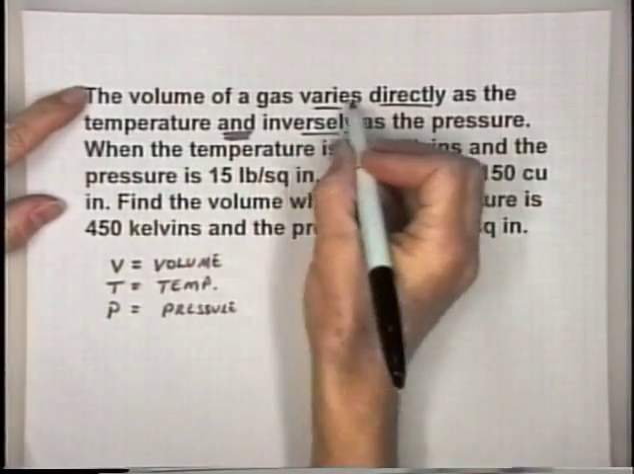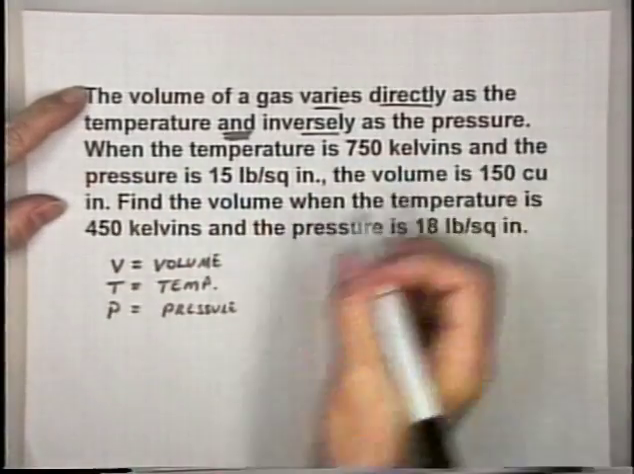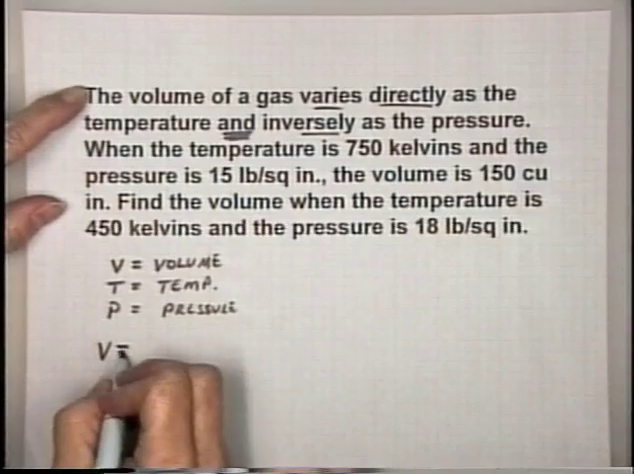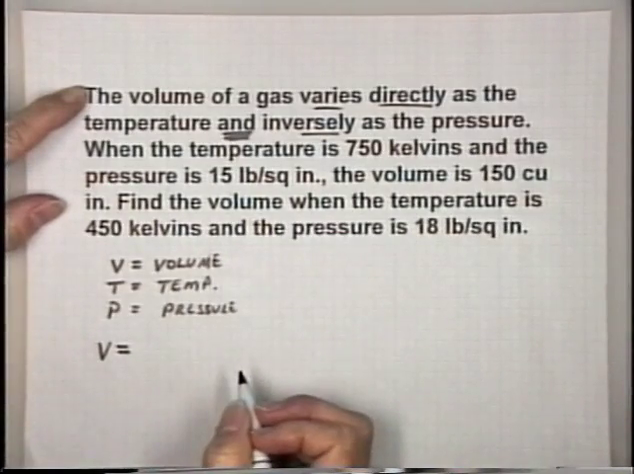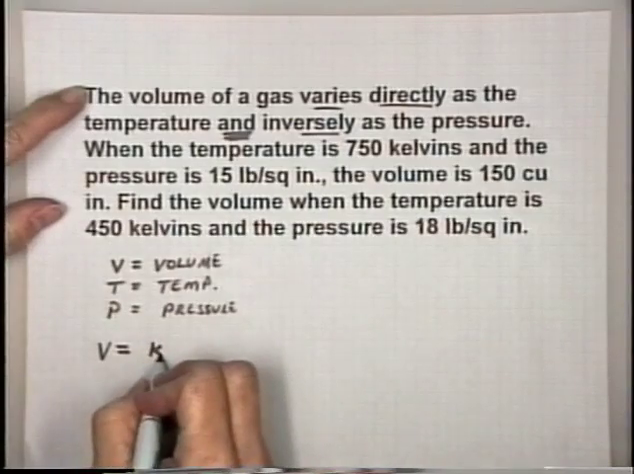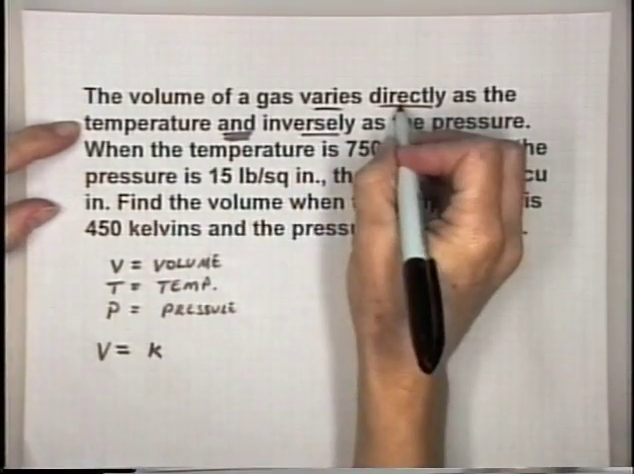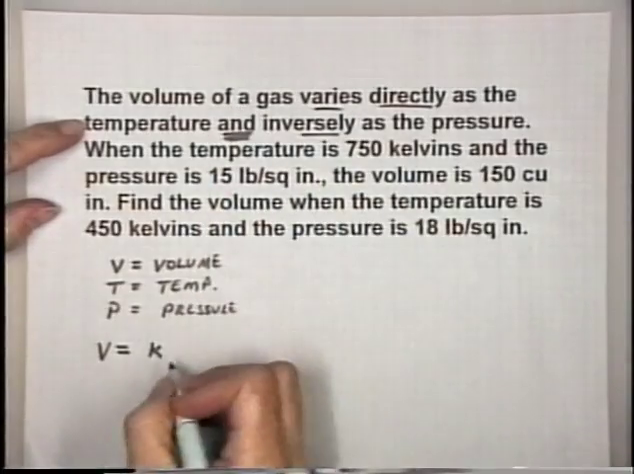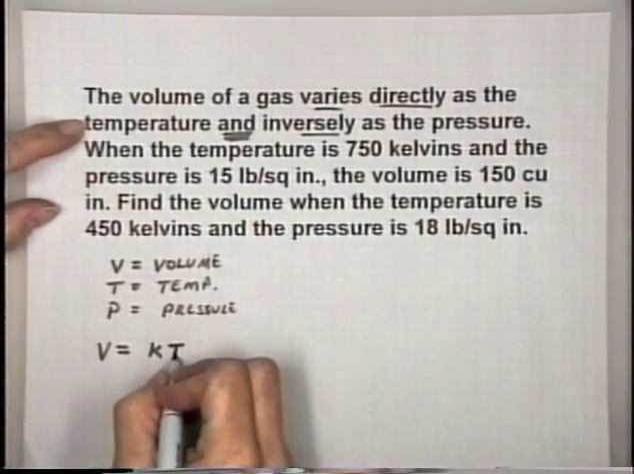Now, our volume is varying as these others, so our volume is going to equal. We need a constant of variation, right? So we're going to put a K here. It varies directly as temperature. That means we're going to multiply this constant times temperature.